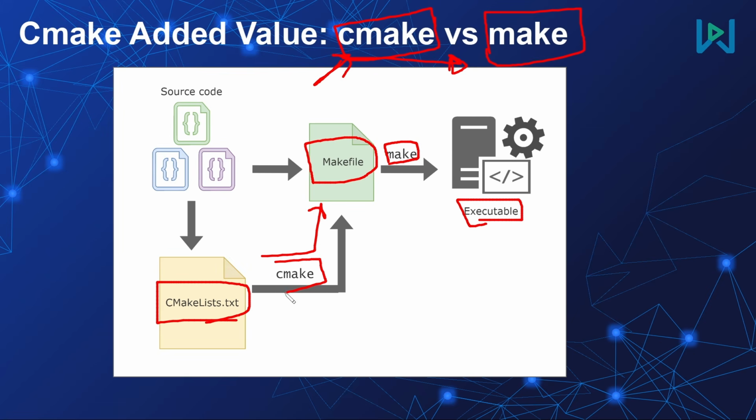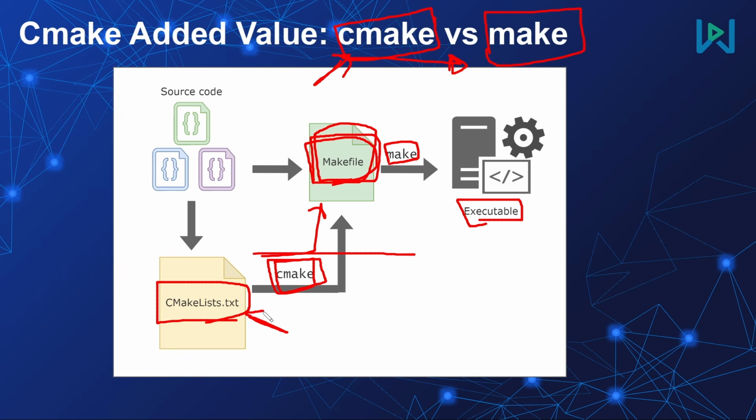Hence, CMake is adding an extra layer before we even generate those makefiles. So instead of writing the different makefiles by ourselves and managing the different makefile rules and dependencies by ourselves, we automate the flow of generation of those makefiles as well as writing those makefile rules using this CMake build system generator.